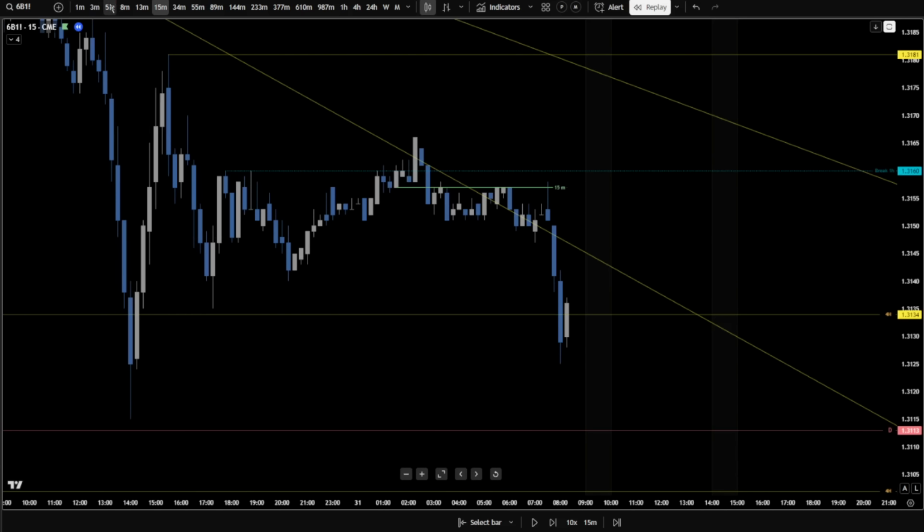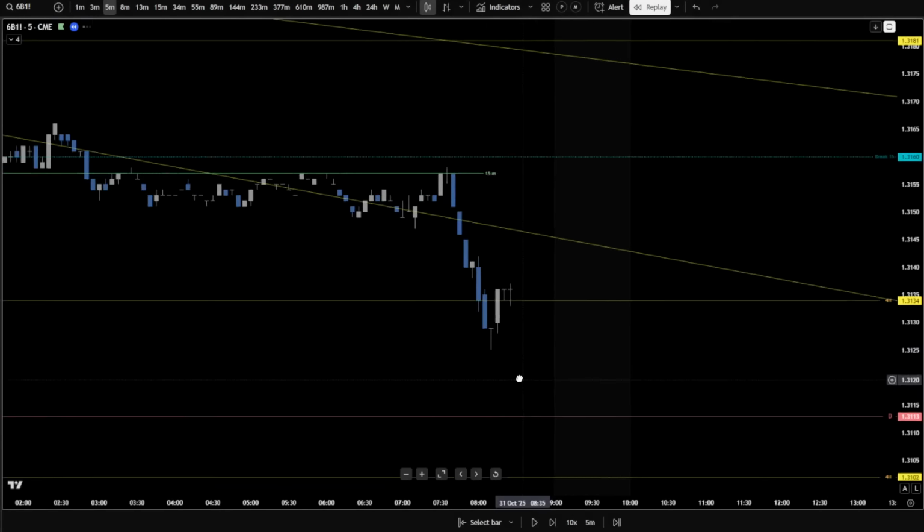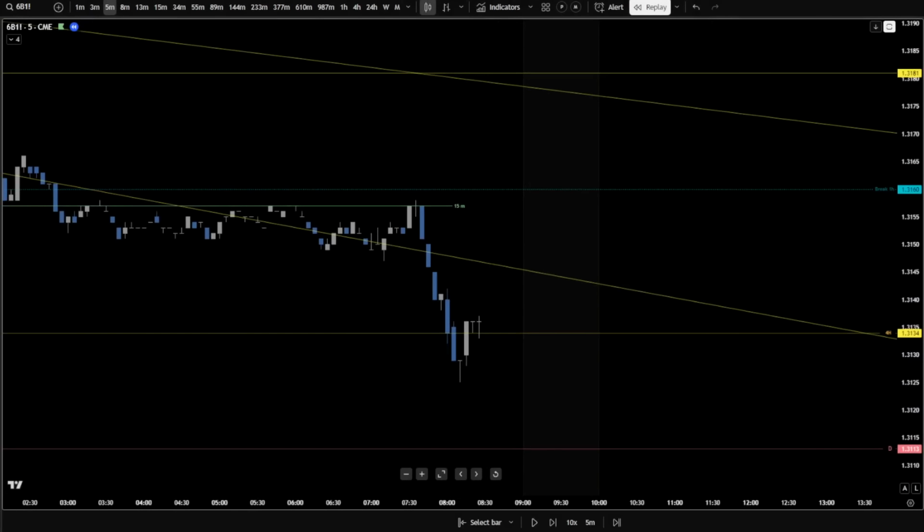What I was expecting is actually a lower time frame. If this is the London Open, I was expecting to do something like this. Great liquidity. Hit that level perfectly, and then a break of structure on 1 minute or 3 minute.